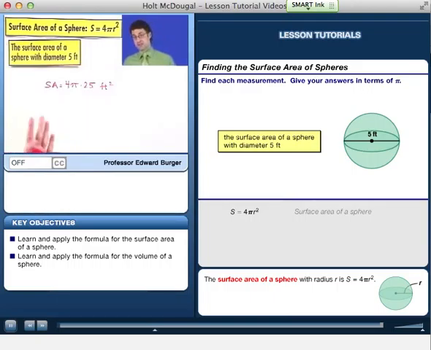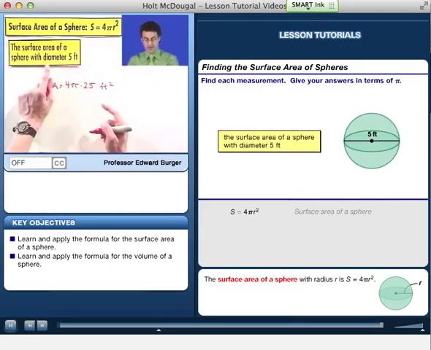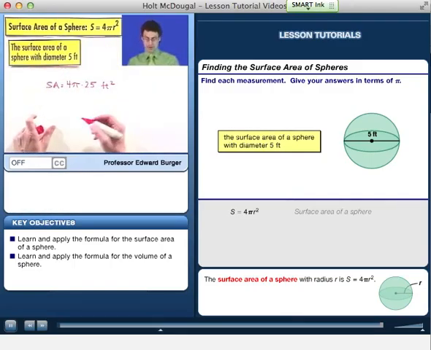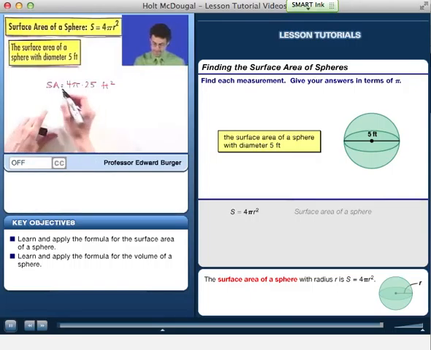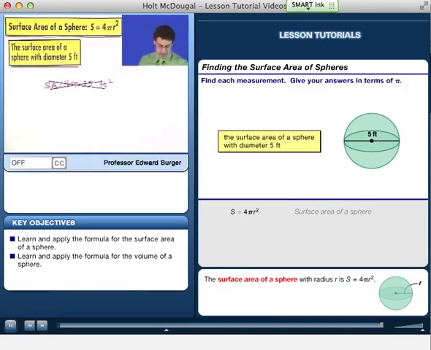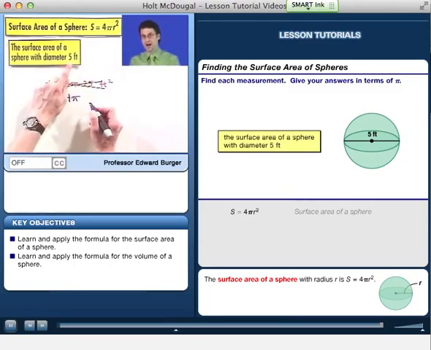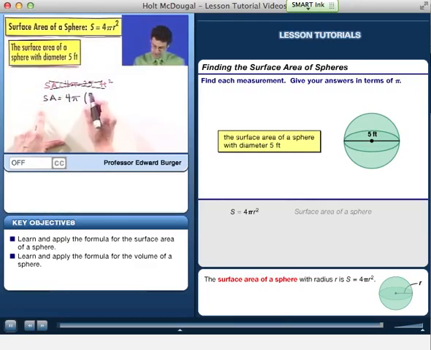Well, the problem with this is I was being a little bit cavalier. I saw this 5 and thought it was a radius. But if I read the question carefully, I see it's actually a diameter. This is actually wrong. So let's see if we can do it correctly and more carefully. The surface area is going to equal 4 times pi, and now I've got to put the radius squared. What's the radius? Well, if the diameter is 5, the radius will be half of 5, which is going to be 5 divided by 2, squared.